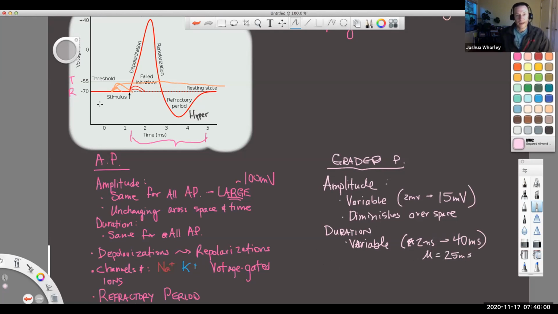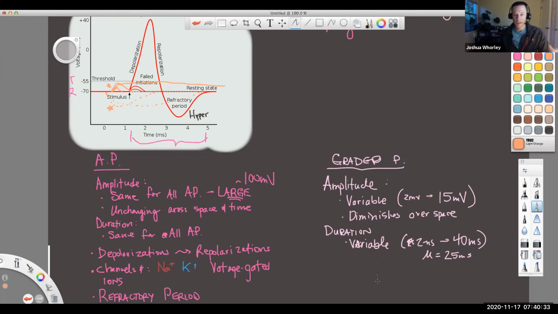Graded potentials don't have to be depolarizations either. Graded potentials can be hyperpolarizations. So that's a graded potential, right? This is a graded potential as well, this dotted orange line. These are hyperpolarizations. They're still changes in transmembrane potential, and so they are graded potentials. But because they don't get to threshold, that's all they are, is graded potentials, and they can be either depolarizing, like these here, or hyperpolarizing like these are.